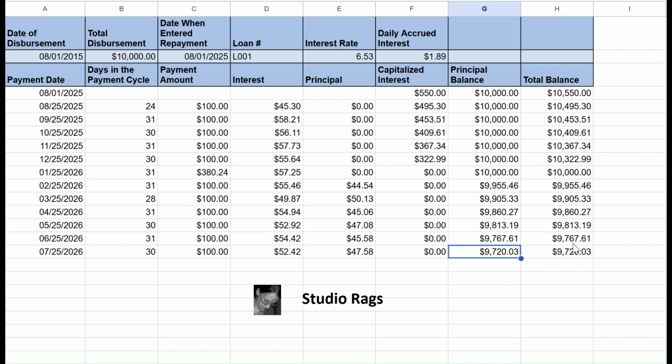And the total balance is going to stay the same because this total balance column is just capitalized interest plus your principal balance. Well, at this point, they equal. So they will equal all the way down. Okay? That is how your payments are determined, how your interest is determined, and that's how your payment is applied to your loan.